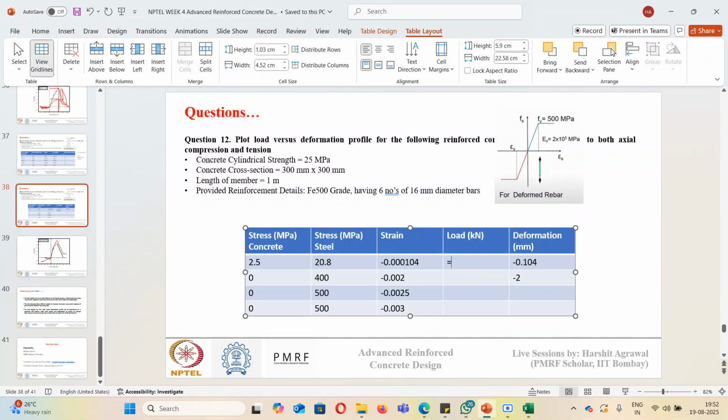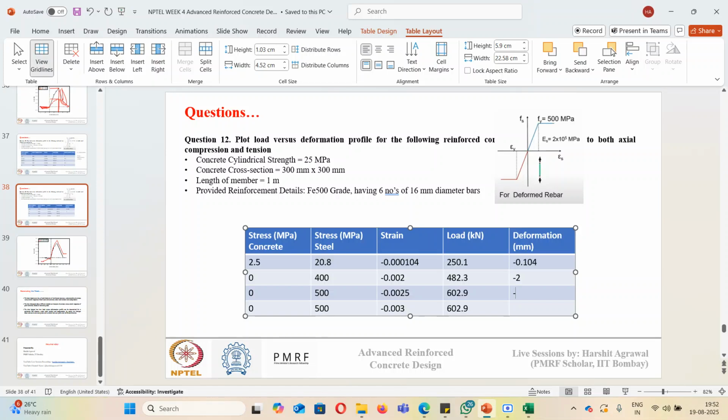So this value will come out to be 250.1 kilonewton. Okay, for 0.001, it is 104. Then at 0.002, steel is still contributing, so this is 428.3. At 0.0025 stress in steel, the load will be 602.9, and above this still, since concrete is not contributing and steel has yielded, the load carrying capacity will become constant.